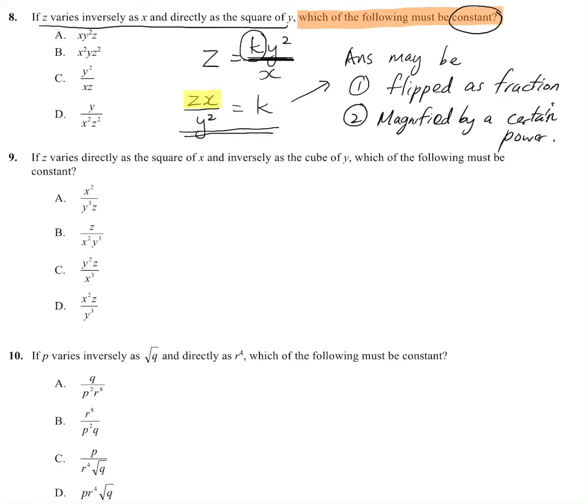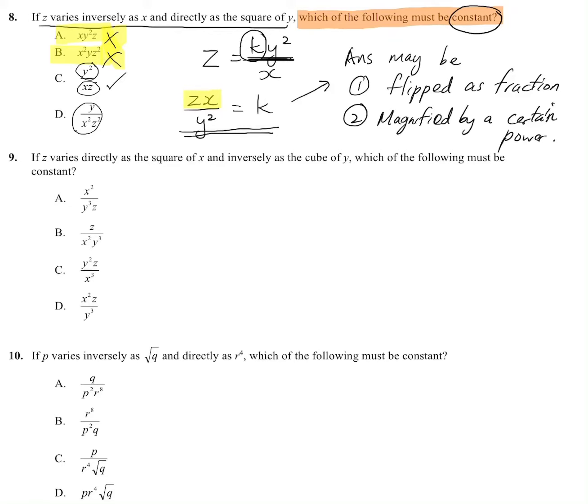So in here, you could have said, oh, this is definitely wrong. So A and B are definitely wrong. So let's look at C. So zx and y squared. So this is exactly flipped.